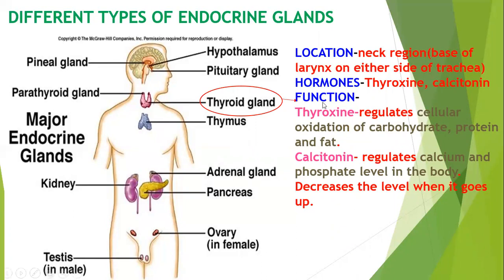The hormones which are secreted by the thyroid gland are called thyroxine and calcitonin. Thyroxine regulates the cellular oxidation of carbohydrates, proteins, and fat. And you know that oxidation of nutrients is important for the overall growth and development of the body. Calcitonin regulates the calcium and phosphate level in the body. Whenever the level of calcium and phosphate goes down in your body, it raises it up.